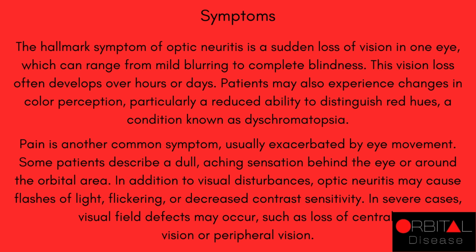Some patients describe a dull, aching sensation behind the eye or around the orbital area. In addition to visual disturbances, optic neuritis may cause flashes of light, flickering, or decreased contrast sensitivity. In severe cases, visual field defects may occur, such as loss of central vision or peripheral vision.